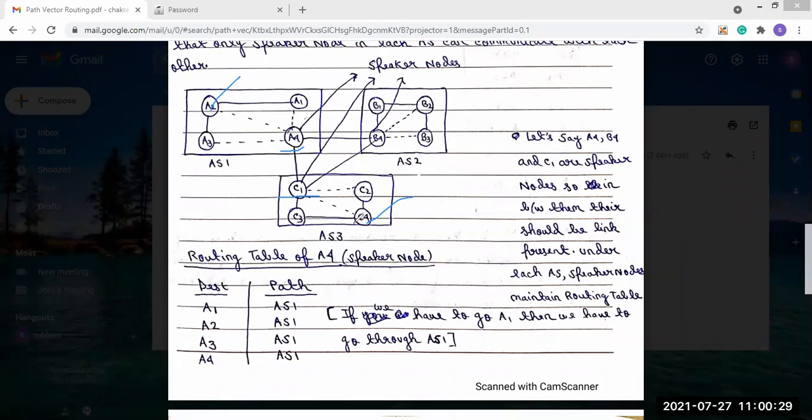That is, C4 will do what? It will check in which autonomous system it is present and what the speaker node of it is. So it will find this one is the speaker node, and it will transmit the packet here.